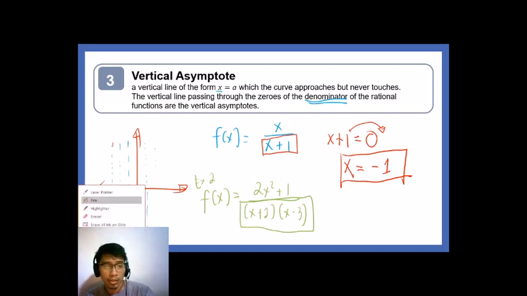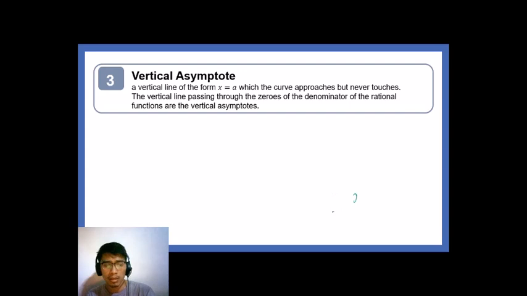Okay, so let me show you one. This one should be equated, x plus 2. Oh, I'm so sorry.